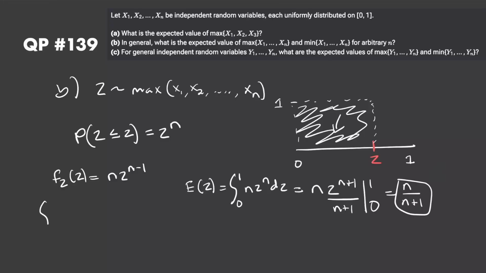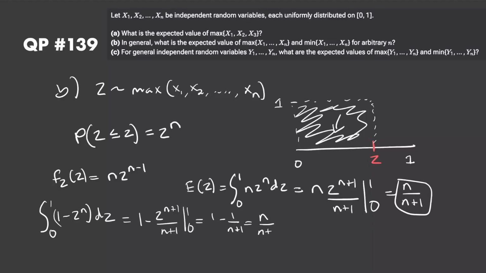And again, you could also get this by doing the tail sum, integrating from 0 to 1 of 1 minus z to the power of n, dz. In that case, this would just integrate to 1 minus z to the power of n plus 1 over n plus 1, evaluated from 1 to 0. So it's just going to be 1 minus 1 over n plus 1, which is equal to n over n plus 1, same thing we got right here. And you can also construct this PDF in the same way that we did in part A initially.